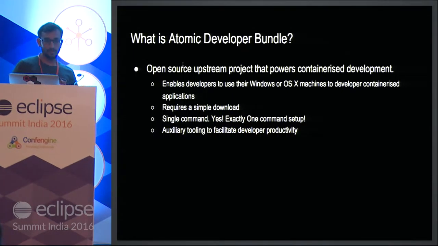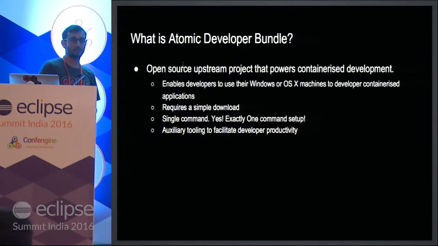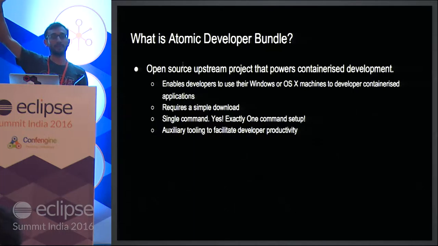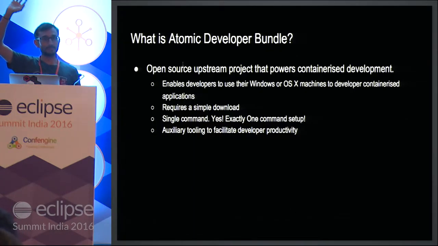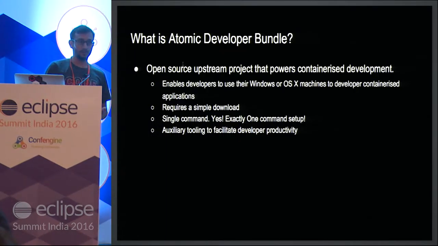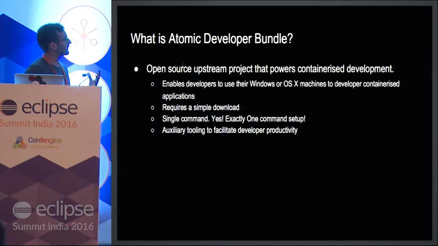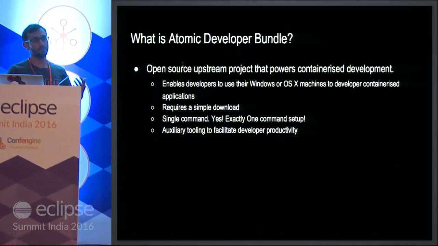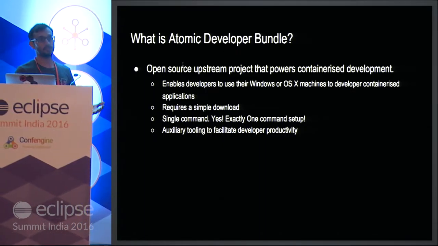So what we have is an atomic developer bundle. What this bundle actually is, is a Vagrant box. How many folks know about Vagrant here? Awesome. So most of the folks know. So we have a Vagrant box which we provide, and we provide it for two different providers. One is VirtualBox, and the other is libvirt.